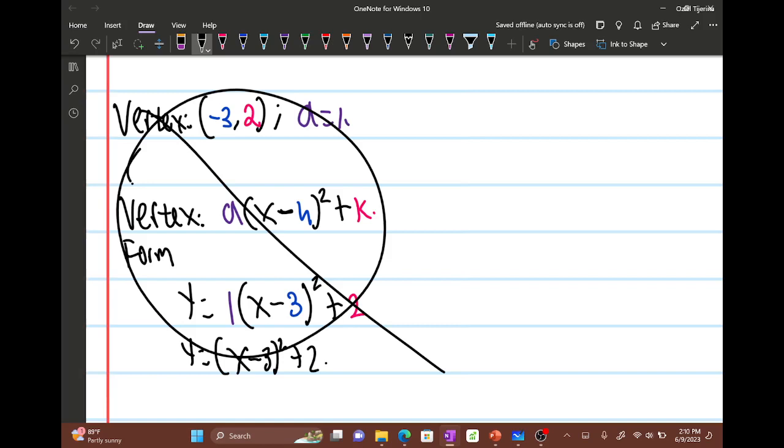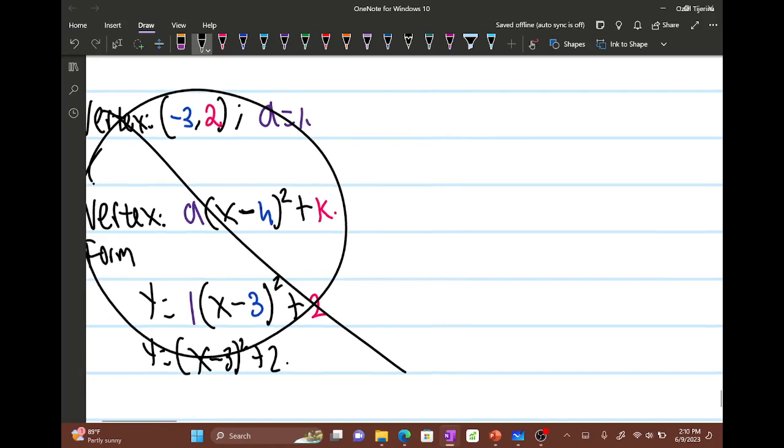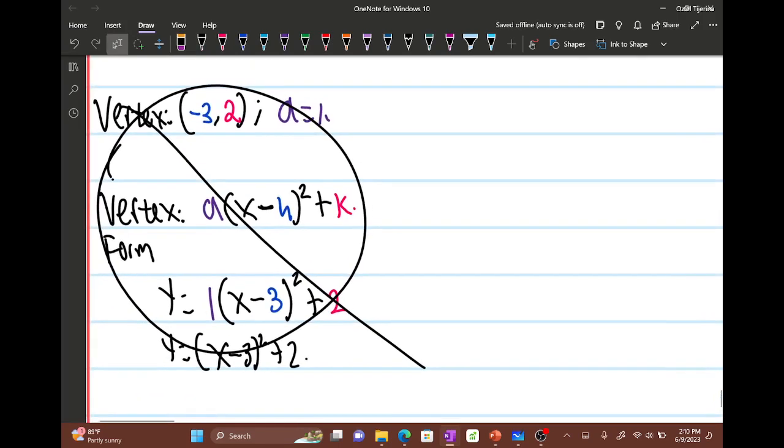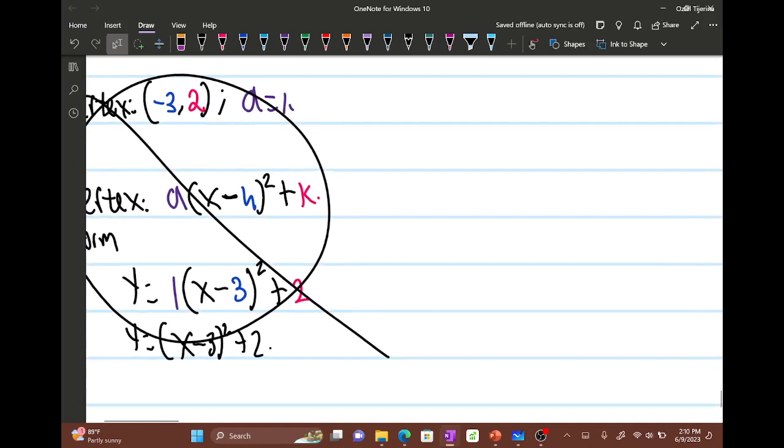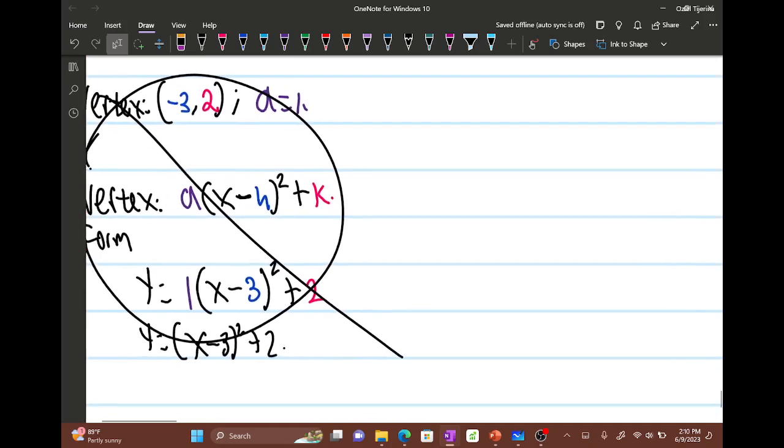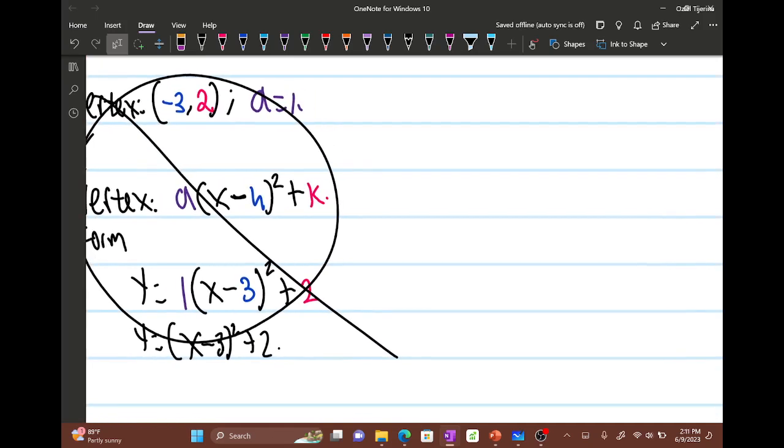And this is yet another mistake that students make all the time. It's very common. All these mistakes I'm listing out, guys, are very, very common. So we have to be careful. Basically, the vertex is negative 3, 2. And it goes y equals a times the quantity x minus h quantity squared plus k, right?